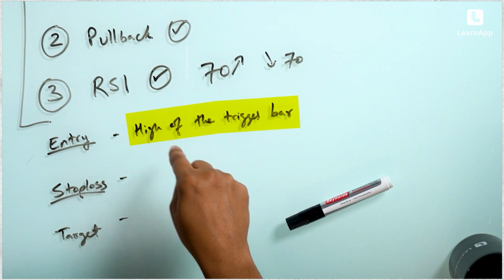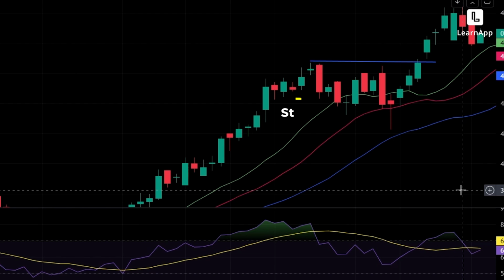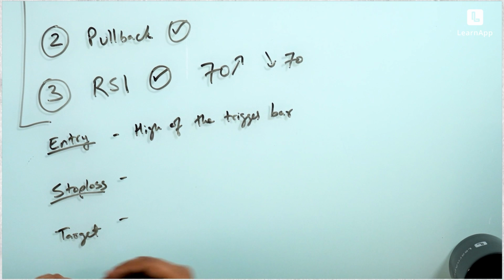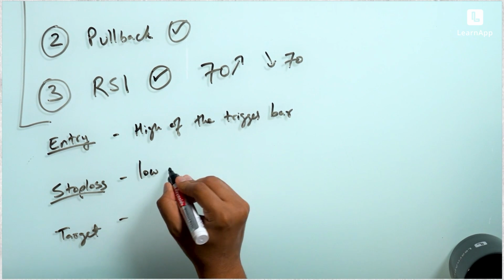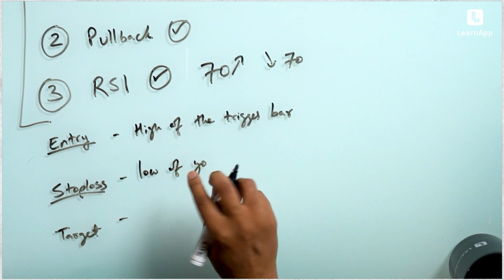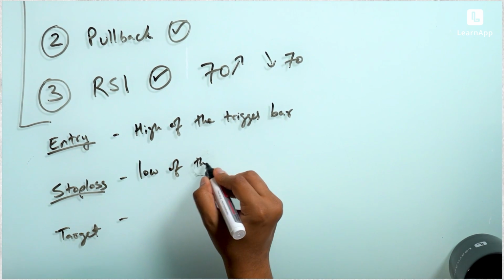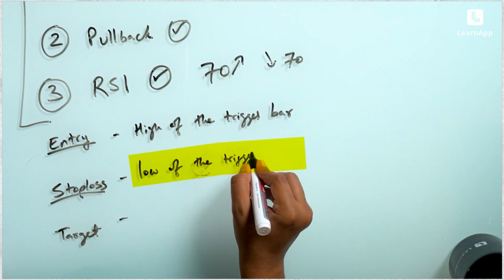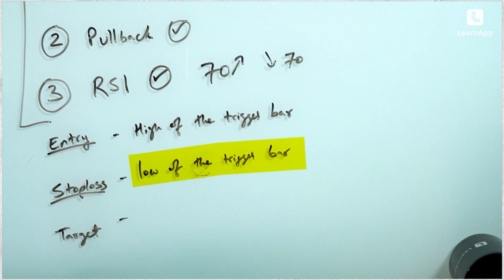If the high of the trigger bar was the entry, what would be the stop loss? Well, very simply, the low of that trigger bar would be your stop loss. So the low of the trigger bar is the stop loss. So how do you decide a target?